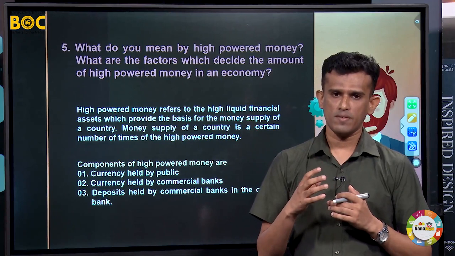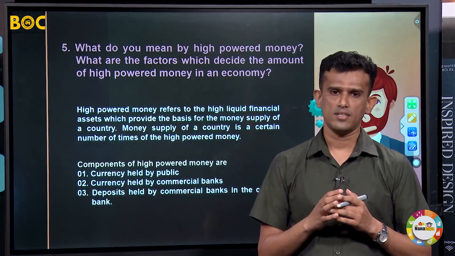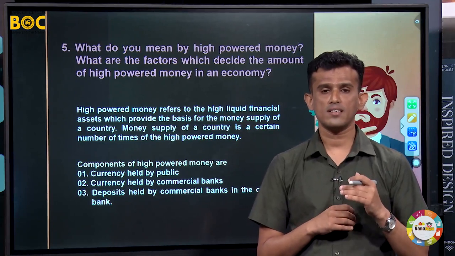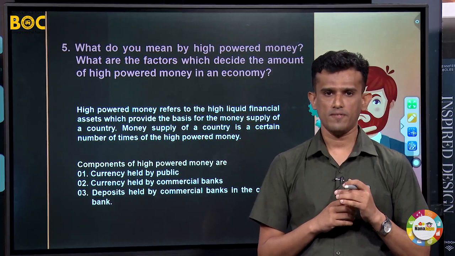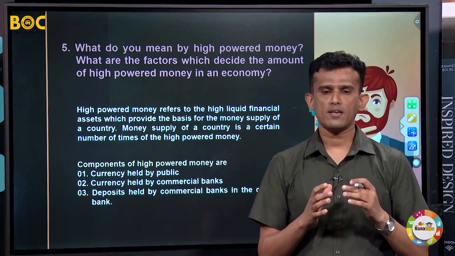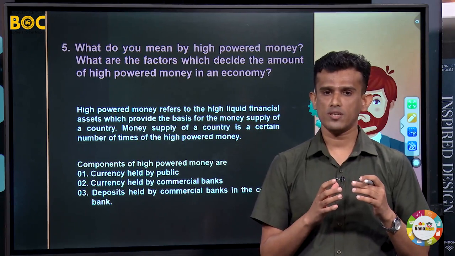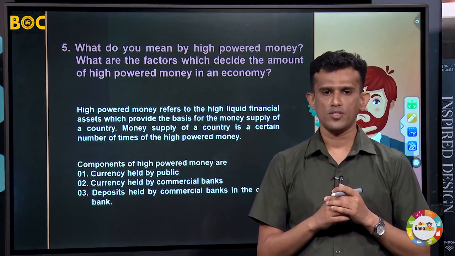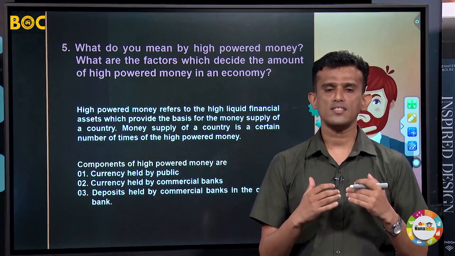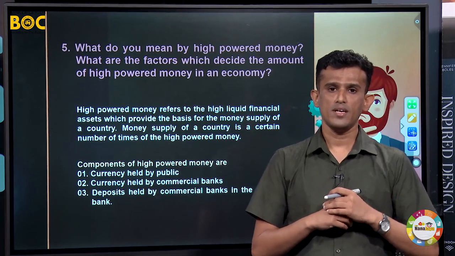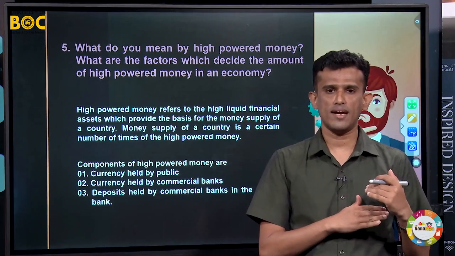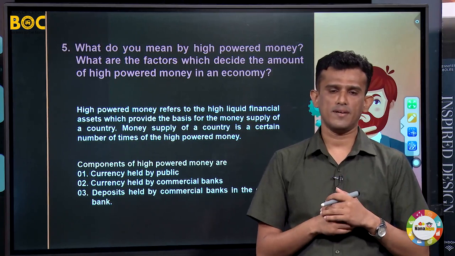A part of the high-powered money released by the central bank should be with the general public of the country. We identify this as the currency held by public. And then another part of the high-powered money released by the central bank at a given point of time should be with the commercial banks. We identify this as the currency held by commercial banks. In addition, a part of the high-powered money may be maintained by the commercial banks in terms of deposits with the central bank.